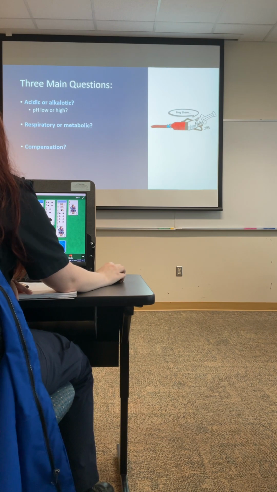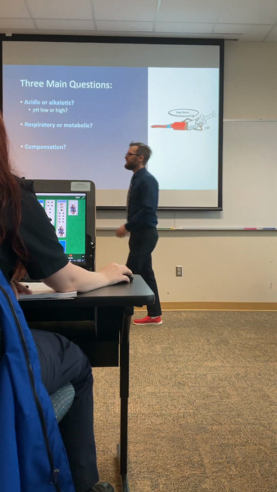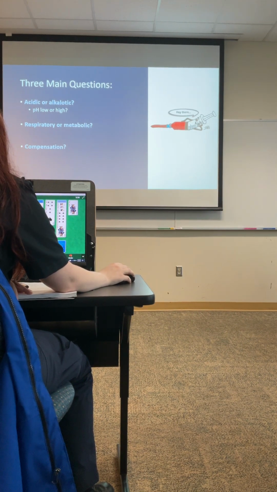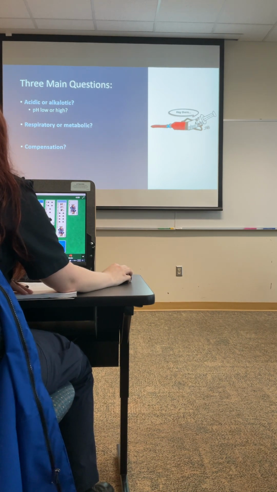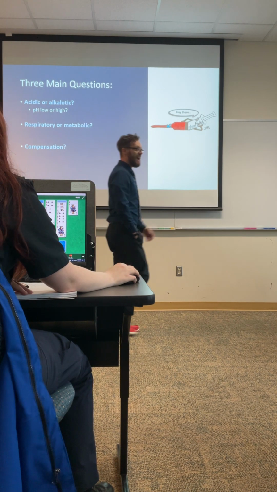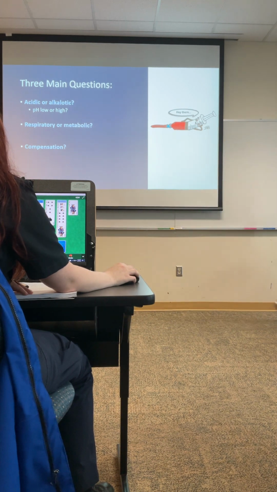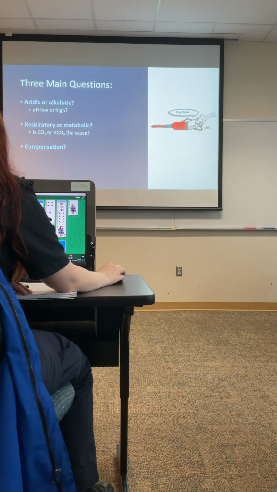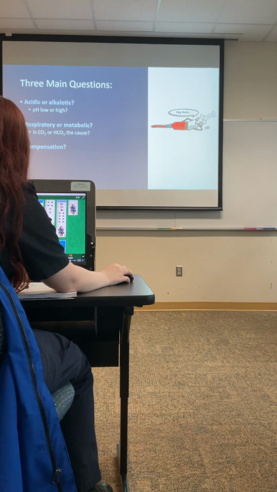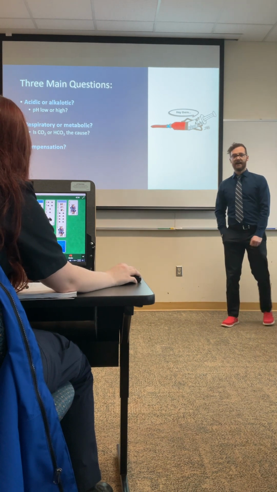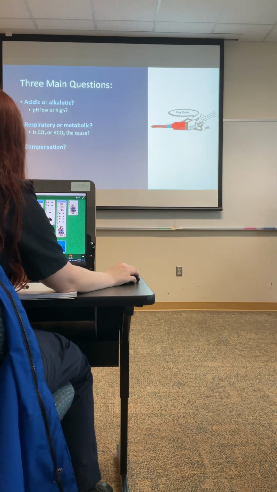All right. So reviewing these three main questions, what we're talking about is: is my patient acidic or alkalotic? And that's governed by pH, right? My pH is low, I'm acidic. My pH is high, I'm alkalotic. But the next question is respiratory or metabolic. How do I determine whether it's the respiratory's fault or the metabolic fault? Well, it depends. Which one is out of whack? Is your CO2 out of whack, implying respiratory? Or is your HCO3 out of whack, implying metabolic?